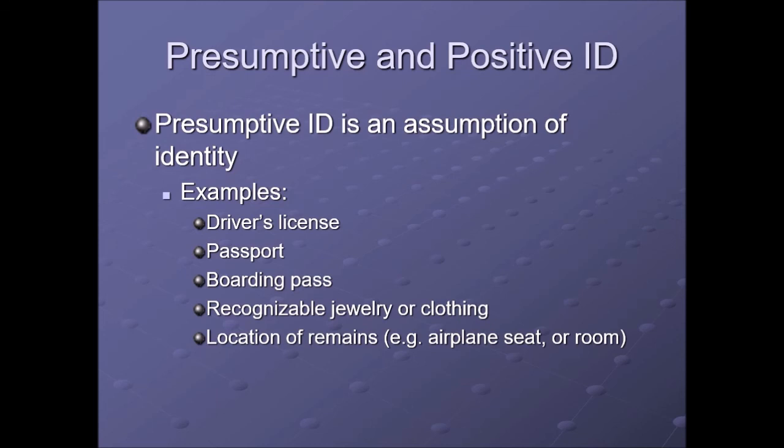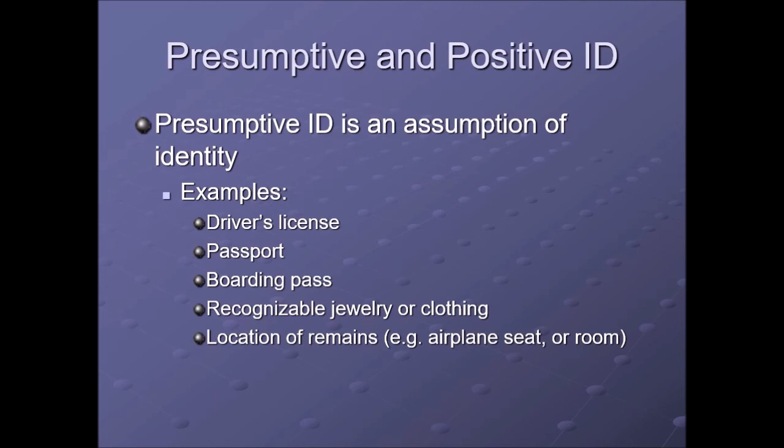Recognizable clothing, come on. How many people here have lent a piece of clothing or jewelry to another human being? Right? Location of remains, airplane seat. Oh my goodness. I bet you everybody here who's been on an airplane has switched seats with someone else at some time or another. Because you ended up with an aisle seat and you prefer the window or vice versa, or you might switch throughout the flight. So all of these are presumptive. It gives us a start, but it does not give us a positive ID.